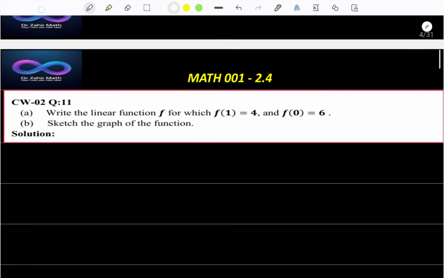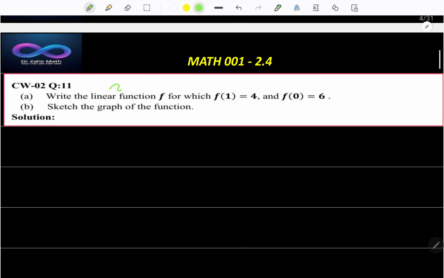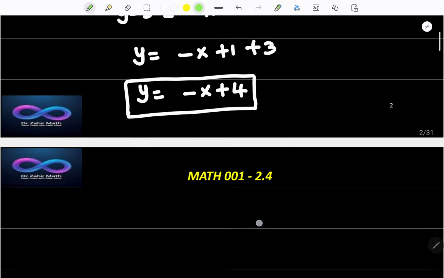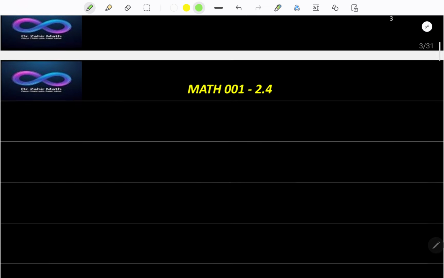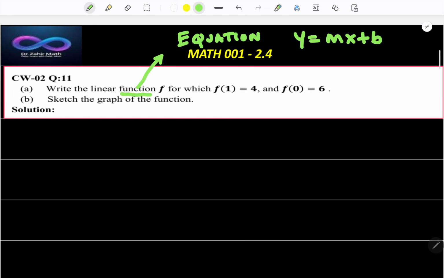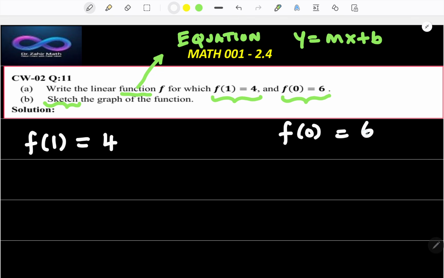Let's go to the next question. Write the linear function. Yes, linear function means what? Linear equation. What is linear equation? Y equals mx plus b, right? Listen all of you, here also we got y equals mx plus b. Clear? Right. So we are going to do the next question. For which f of 1 is equal to 4 and f of 0 is equal to 6. And also one more question is there. Sketch the graph of the function. So what is given? F of 1 is equal to 4 and f of 0 is equal to 6.